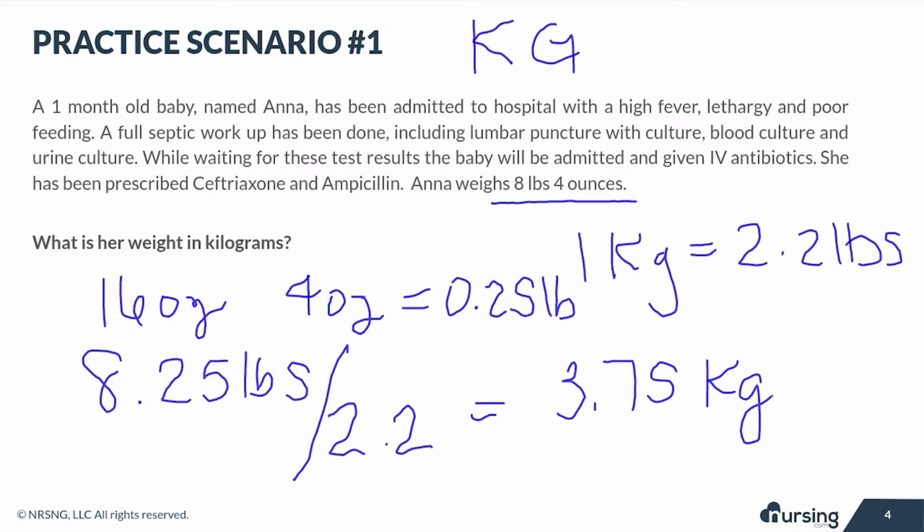So an easy thing to remember is that kilograms is always going to be less than pounds. So you're always going to be dividing the pounds by the 2.2 to get the number of kilograms that a patient is.